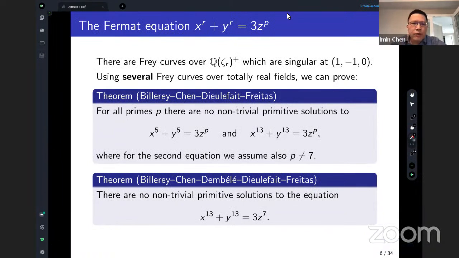What kind of results can we obtain using only Freitas's Frey elliptic curves? Here are some sample results. Here the results are for r equals 5 and r equals 13. And I'll note here, as we've seen in the previous talks, that the modular method does have some essential obstructions. And in this particular case, it manifests itself as follows.